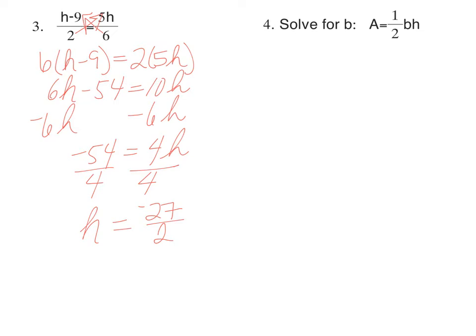So here's a little bit of geometry for you. A equals 1/2 bh, which is the formula for a triangle. So we're going to get b by itself in this equation. So the first thing I do is multiply by 2 because I want to get rid of that fraction. And when I multiply by 2, I get 2a equals b times h, because 2 times 1/2 is 1.